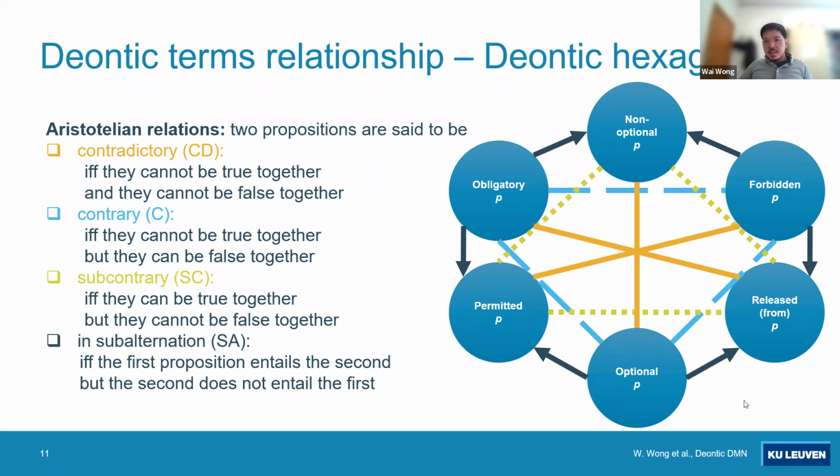Now we have introduced the concepts of obligation, permission, forbidden, and optional. I think these four terms will be most familiar for most people. But there are two other terms. The first is release, which is the opposite of obligation. For example, if you're obligated to join the army, the opposite would be that you are released from the duty of joining the army.